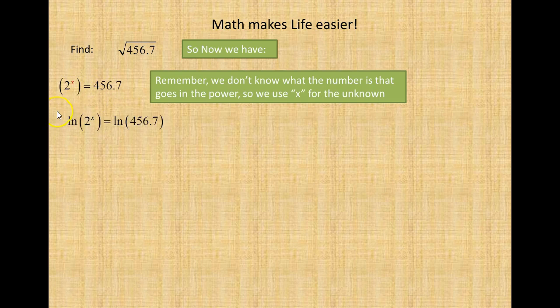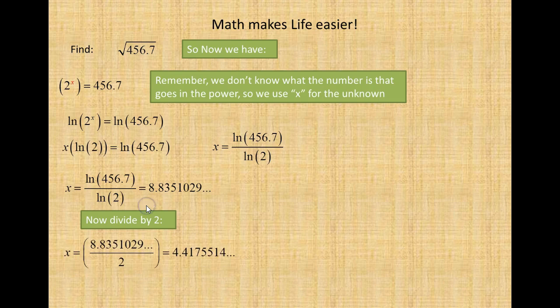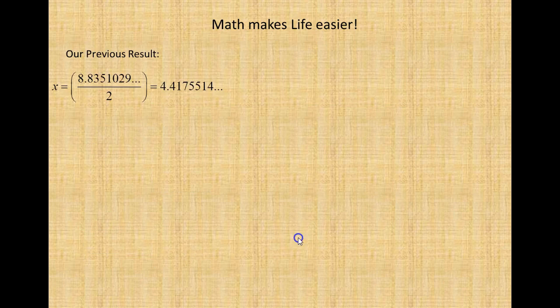Okay, so now we take the log of both sides. Log of 2 raised to the power of x is equal to the log of 456.7. And that means, according to log rules, we have x times the log of 2 is equal to the log of 456.7. We solve for x, and we get x is equal to the log of 456.7 divided by the log of 2. And that comes out to 8.8351029, keeps going. Now we divide by 2, and I'm going to show you why this is later. And so x is equal to 4.4175514.